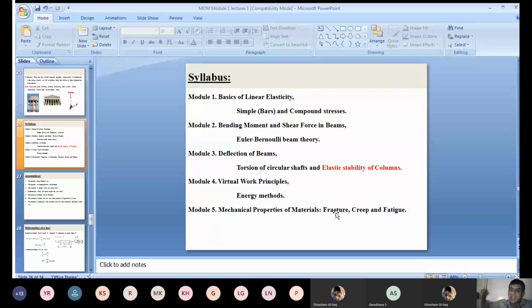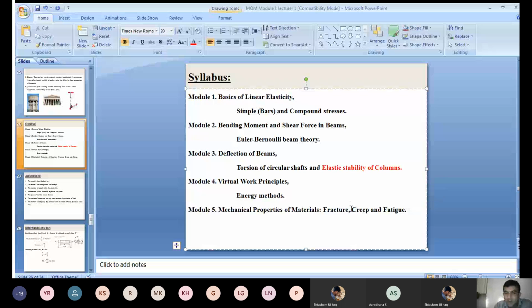Creep is a time-dependent parameter. If a constant load acts on the component, then permanent deformation takes place, and then failure occurs. Here also there are three stages: the primary stage, the secondary stage, and the tertiary stage. In detail, we'll discuss it later.